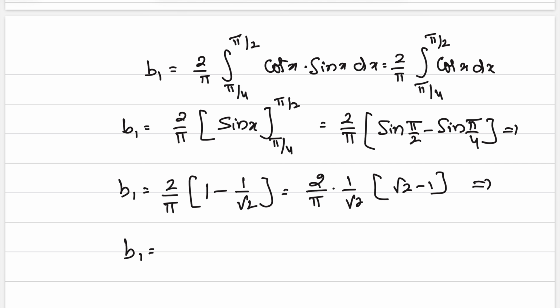That implies B1 is equal to, when they get cancelled, 1 by pi will be there. Root 2 into root 2 is 2. 2 minus root 2. 1 by pi into 2 minus root 2. This is the B1 value.